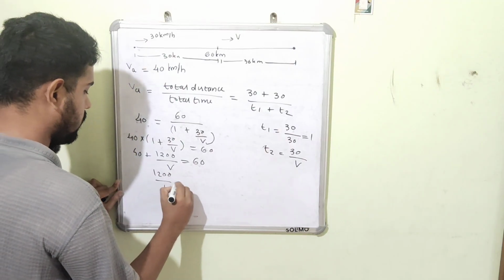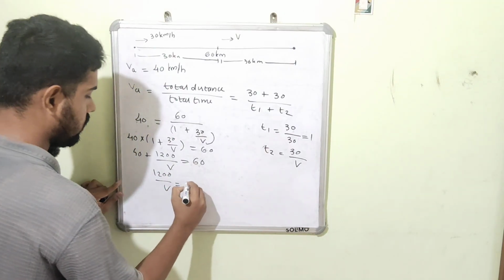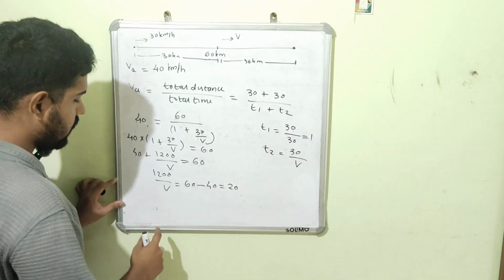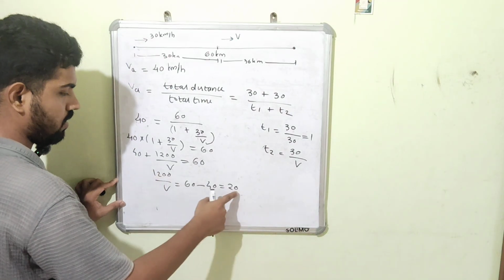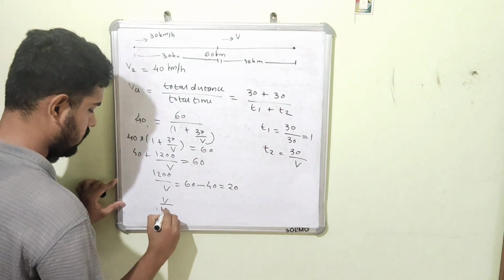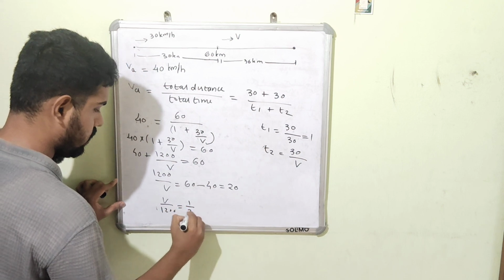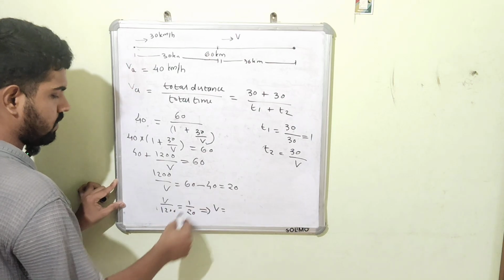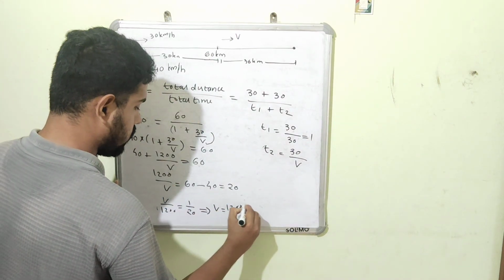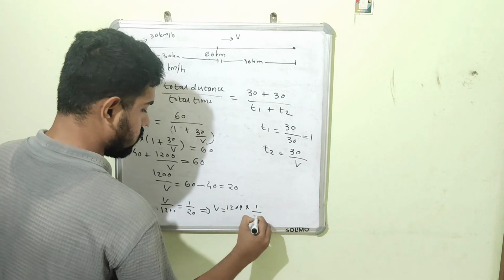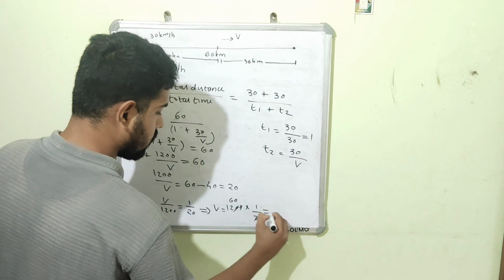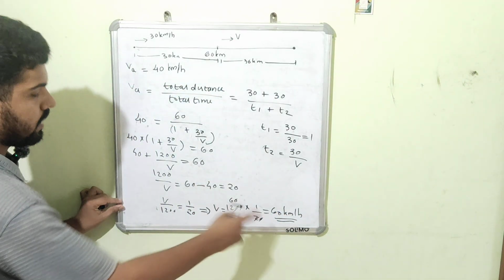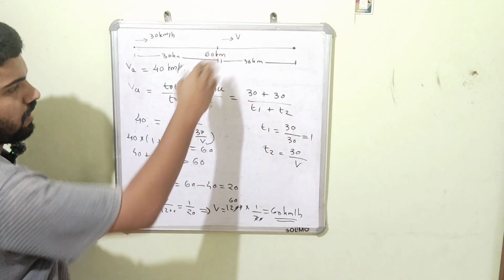Then 1200 by v equal to, let us take this 40 to the right side, 60 minus 40, that is 20. Here let us take the reciprocal of this term and this term. So we get v by 1200 equal to 1 by 20. So v equal to, we can take this 1200 to the right side, then we get 1200 into 1 by 20. So after cutting this we get 60 kilometer per hour. So this is our second speed for this journey in the second half.